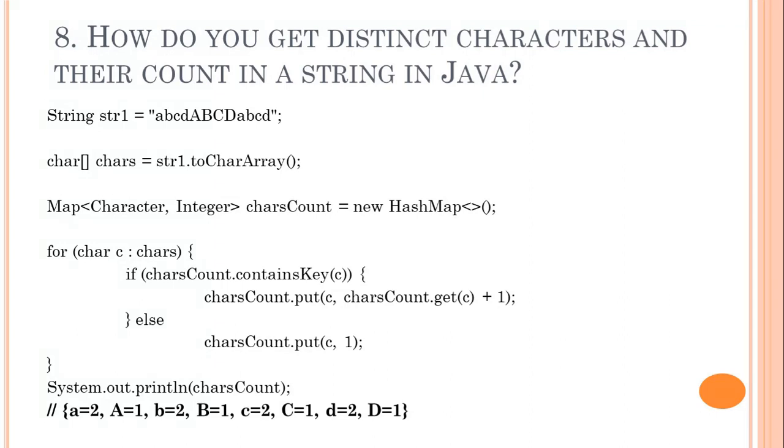So we will get to know how many times characters are repeated, like what the character count is in the string. For the given string, small a has repeated twice and capital A only once, b equals 2 and capital B is once, c equals 2 and capital C equals 1, d equals 2 and capital D equals 1.